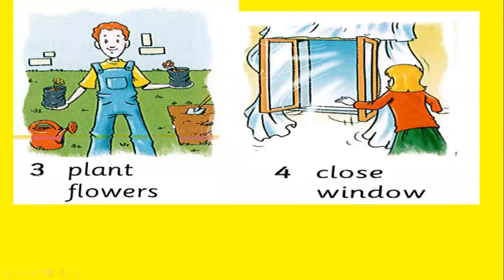Now look at number 3. We can see the boy in the garden and he has got some flowers in his hands. And there is water and everything. There is the spade ready for growing plants. So what shall we say here? Shall we say he will plant some flowers or he is going to plant flowers? What do you think? Let's see the answer.